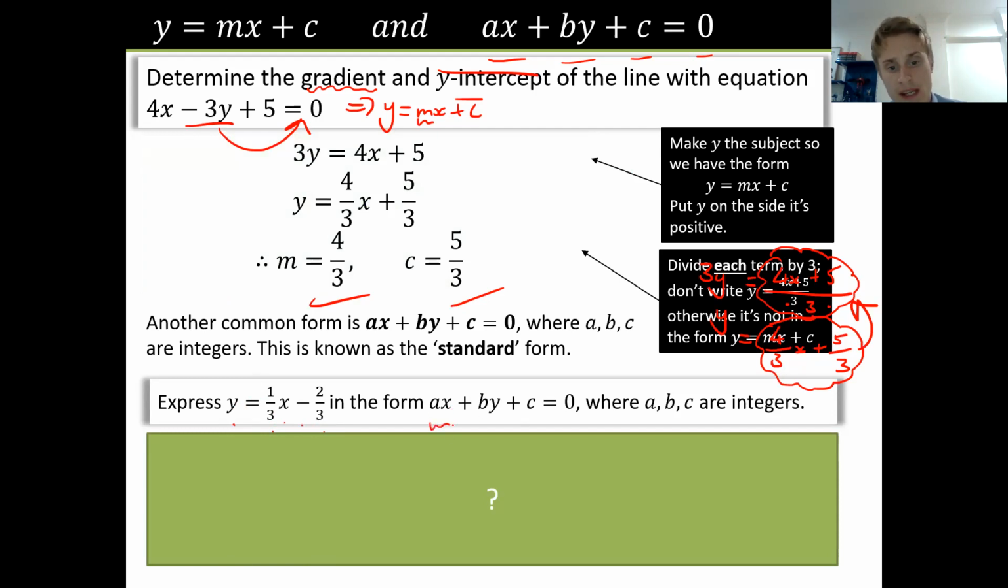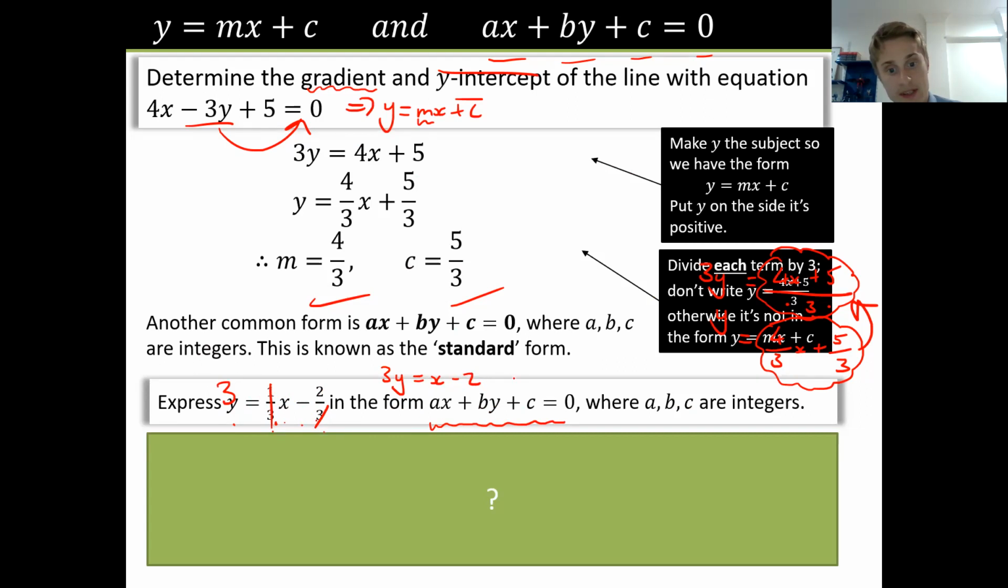The condition normally for writing it in this form is that a, b, and c should all be whole numbers. So a good thing to do is look at this and just think, what's the best number to times everything by to quickly get rid of all the fractions? So here I would suggest, because they're the same, the answer is 3. So let's have 3y. Well, 1/3 times 3 would just be x. 2/3 times 3, you would just lose that bit there. So you'd very quickly get 3y equals x minus 2.